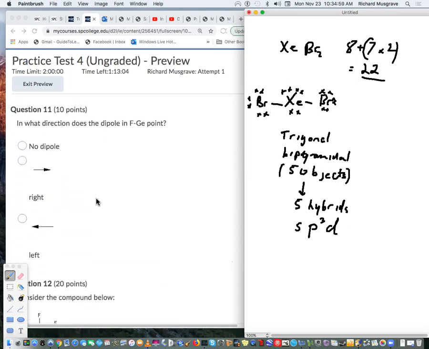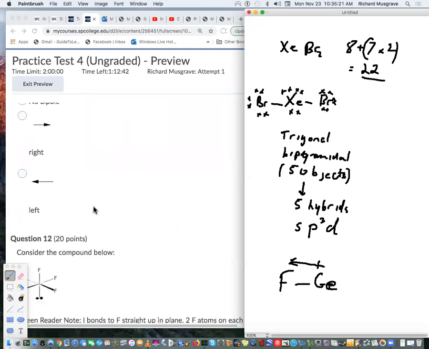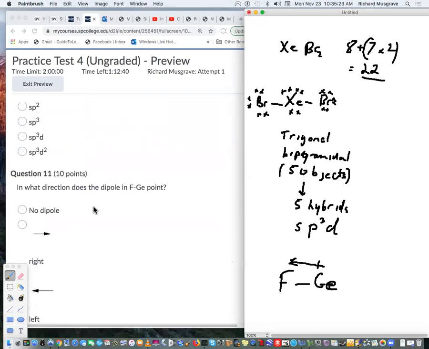Okay, so for something like number 11, we're looking at FGE, and we're looking for the dipole along the FGE bond. And the dipole always points to the more electronegative of the two atoms. So the arrow would look like that, which would be the left arrow. Does anybody have any questions about how to get the dipole?